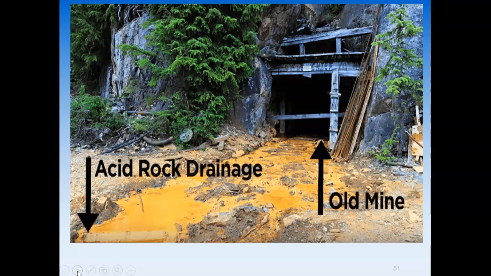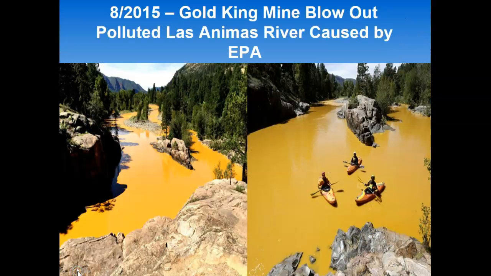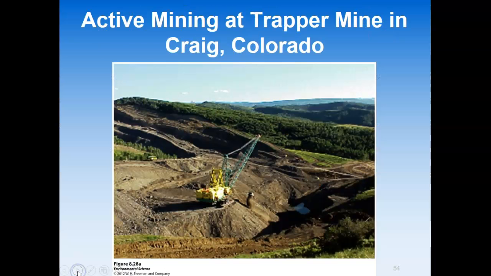Here's an image of acid mine drainage coming from an old mine, and some rivers in Colorado that have had acid mine drainage exposure. And this occurred in 2015, the Gold King mine blowout, which polluted the Animas River in Durango. So the Animas flows from Silverton through Durango, and this was literally the color of that water in 2015. I was super stressed watching this occur as they were talking about it on the news.